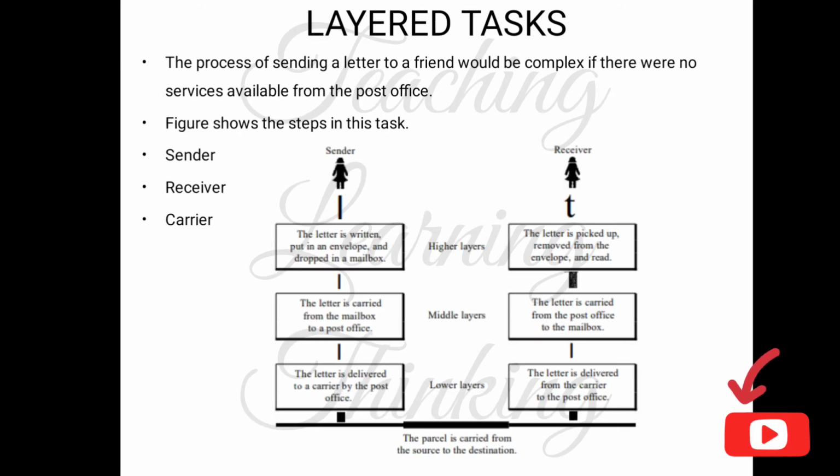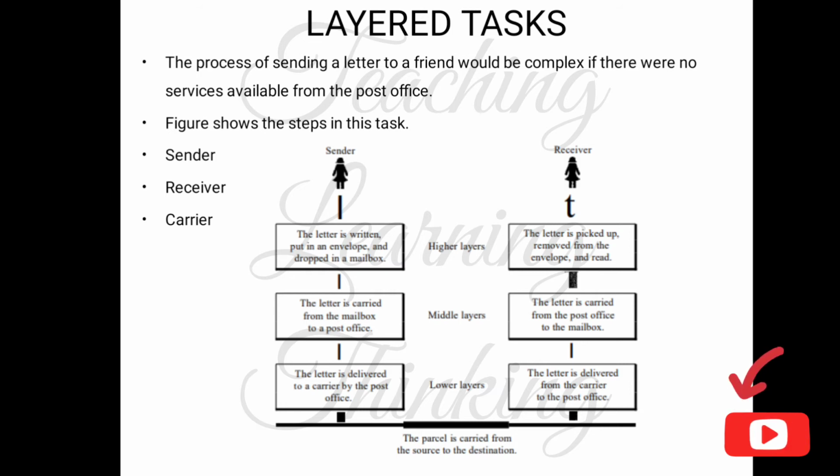The process of sending letters to a friend would be complex if there were no services available from the post office. The figure shows the steps in the task: sender, receiver, and carrier. There is a sender and a receiver, and in the bottom part, the parcel is carried from the source to the destination. That is the carrier. On the sender side, the letter is written, put in an envelope, and dropped in the mailbox.